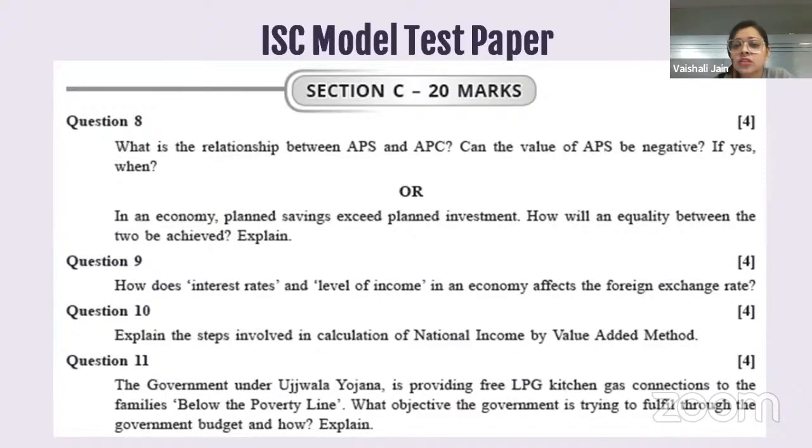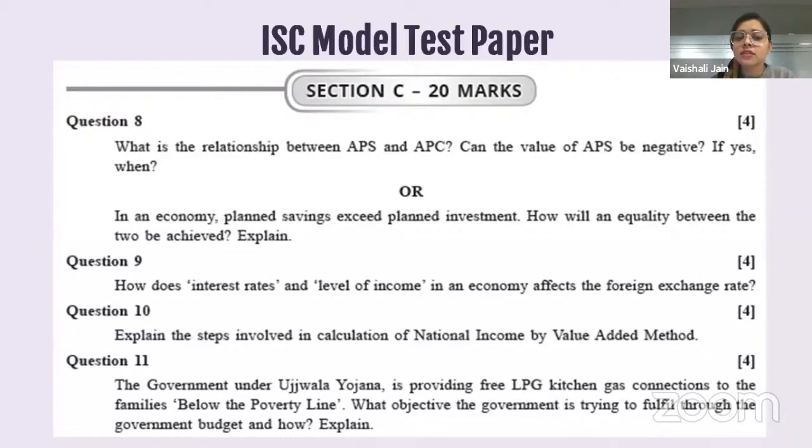So again, in section C, in question number 8, there is an internal choice. That is, what is the relationship between APC and APS? Can the value of APS be negative? If yes, why? So if you clearly see, this question is basically divided into 2 parts. The child should be aware of it, that even though the splitting of the question is not given over here, the child is supposed to answer accordingly.